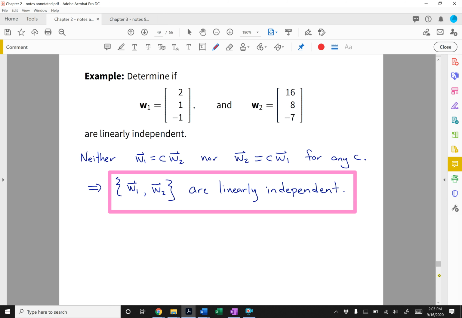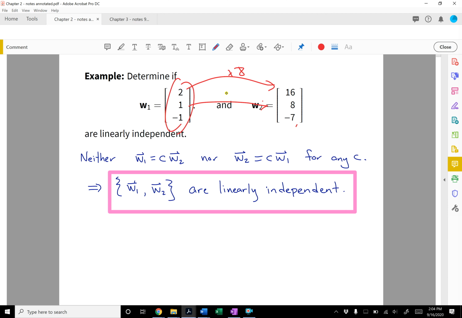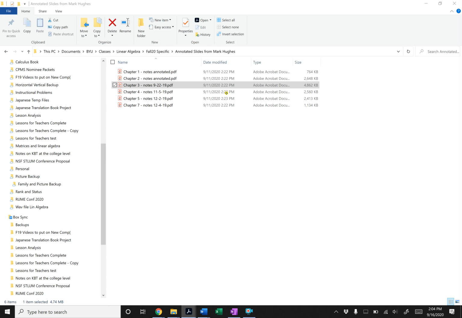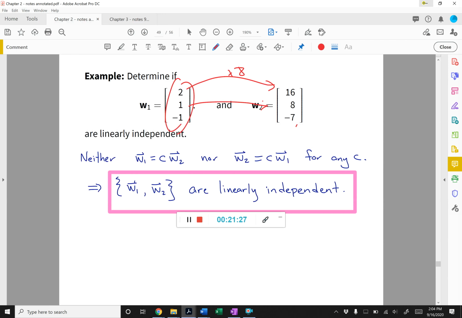Okay, are these linearly independent? Well, you just have to start looking to see, hey, is there one thing I can multiply these values by and get all of these values? Well, to go from 2 to 16, I've got to multiply it by 8. Sorry, don't know what happened there. The computer's freaking out. There. Got to multiply by 8, but from minus 1 to minus 7, it doesn't work to multiply by 8, so they're linearly independent. Okay.